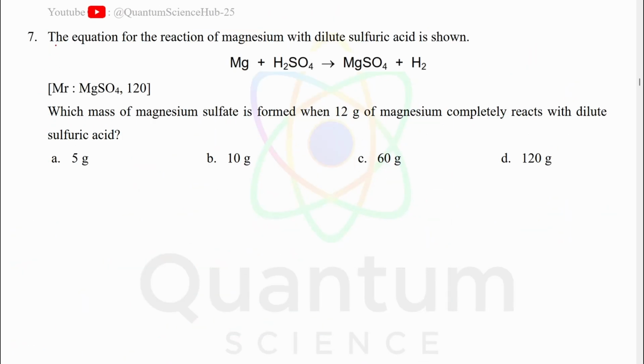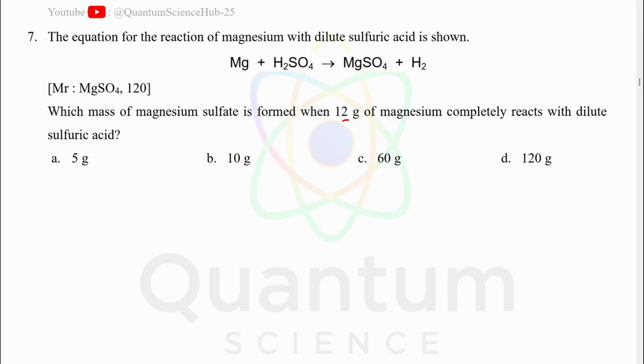Question 7. The equation for the reaction of magnesium with dilute sulfuric acid is shown. So this is the equation. And it is given the MR of MgSO4 is 120. So which mass of magnesium sulfate is formed when 12 grams of magnesium completely reacts with dilute sulfuric acid?